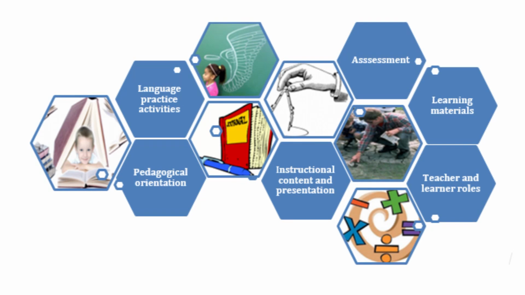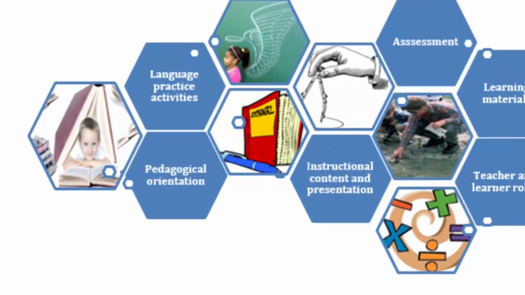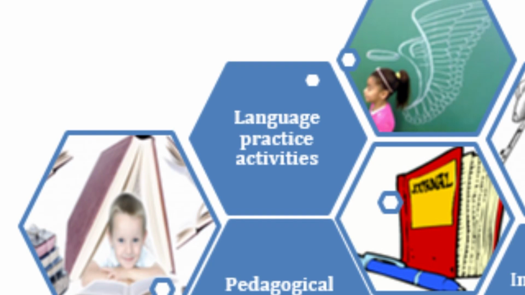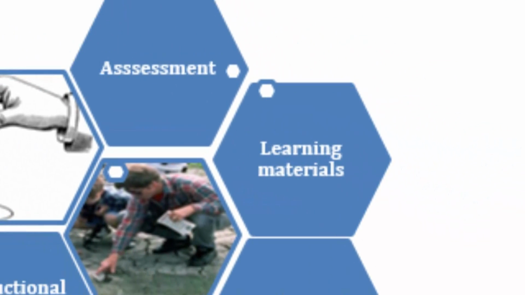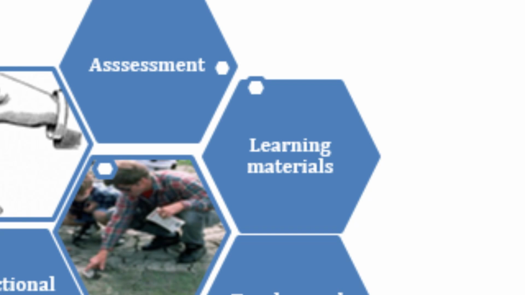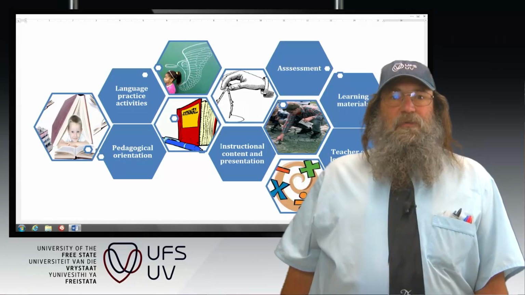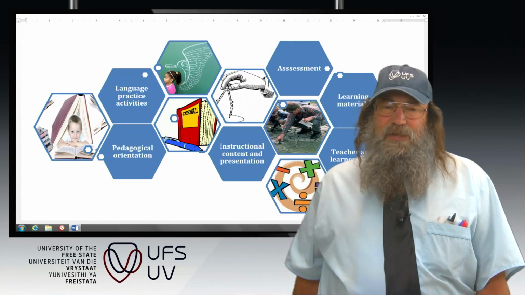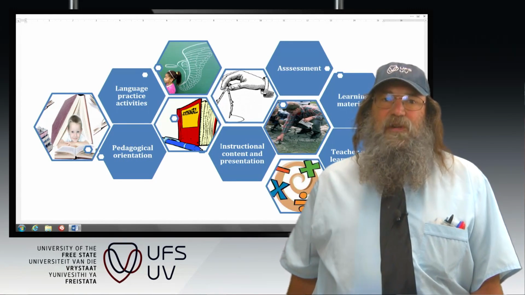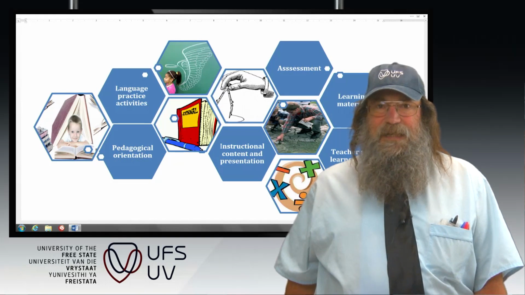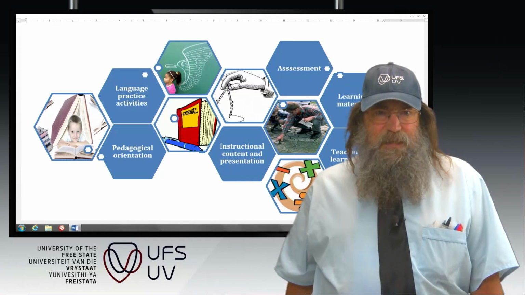We're going to take a look first at each category. That's the pedagogical orientation, language practice activities, assessment, learning materials, and finally, teacher and learner roles. Now, pedagogical orientation, which is a complicated way of saying how to teach, refers to a teacher's basic attitude, beliefs or feelings in relation to their work, education and instructional methods. That sounds complicated, don't worry, it isn't.